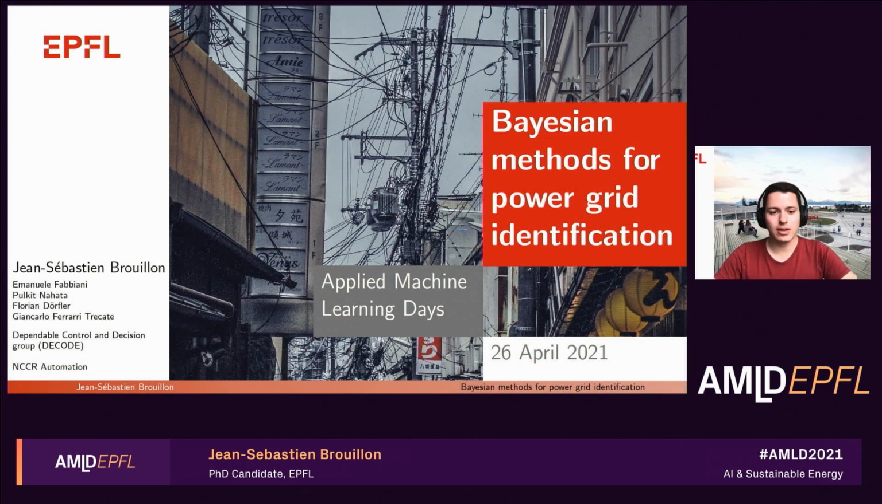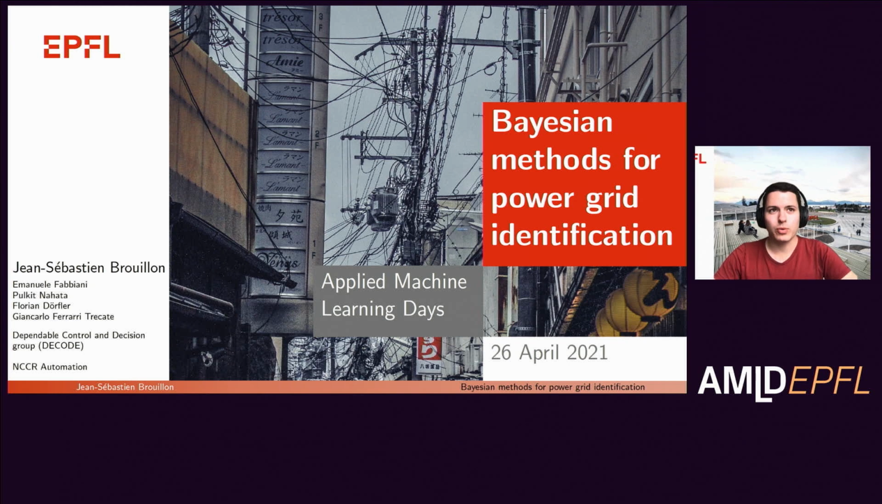Today's topic is AI and sustainable energy. But why would we need AI for sustainable energy? Like in many other engineering fields, one answer is system identification, or in other words, the estimation of parameters of a mathematical model of the power grid in our case. Why would we need those parameters?